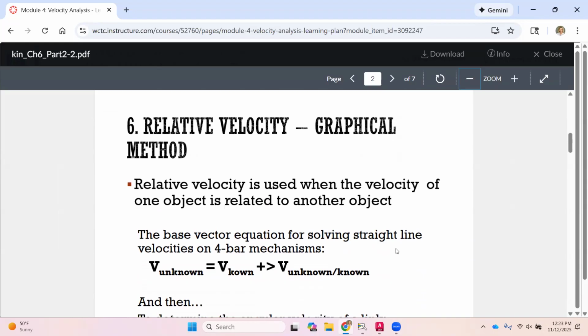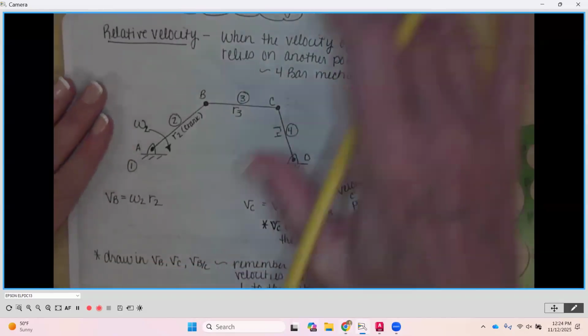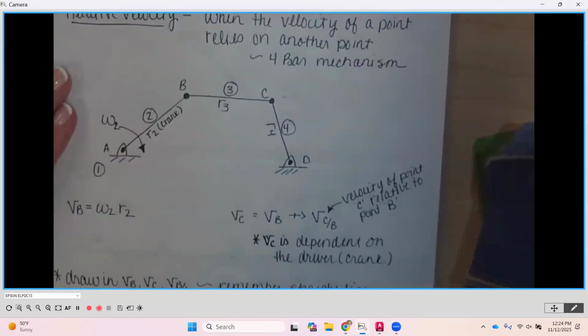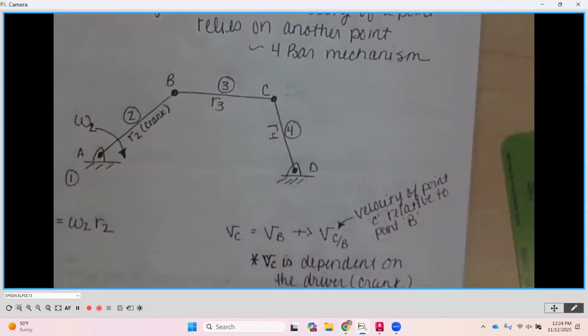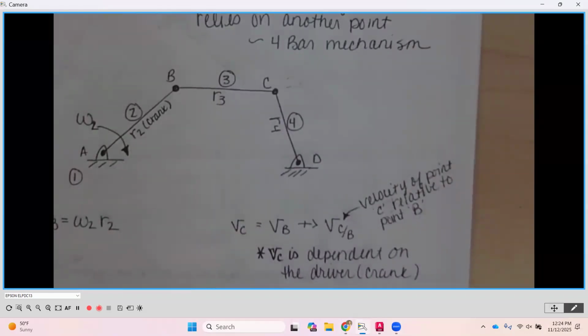Okay. So relative velocity is when we need to determine what the velocity is of an element or a link in a mechanism that is dependent on the velocity of another link. So if we look at page 7 in our handout, we have just a common 4-bar mechanism. So we've seen these, we've drawn these many times in our previous modules.